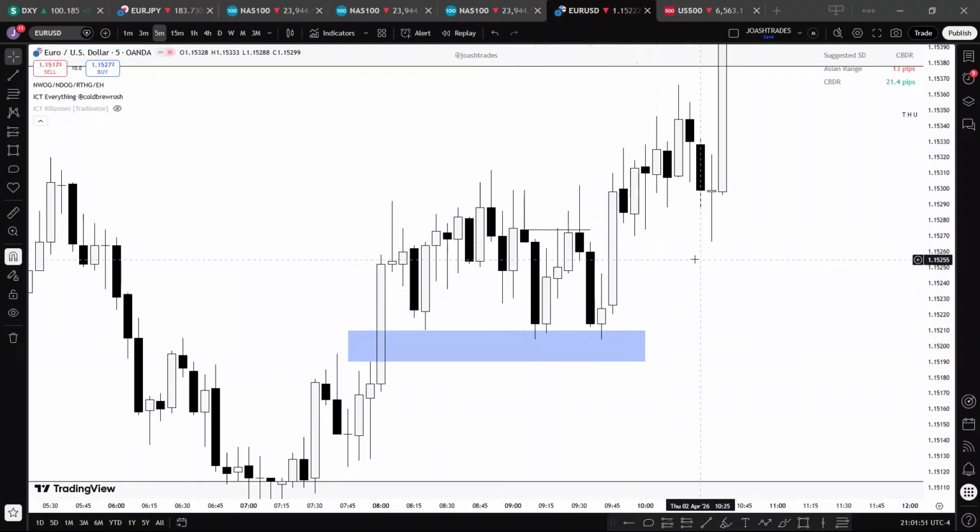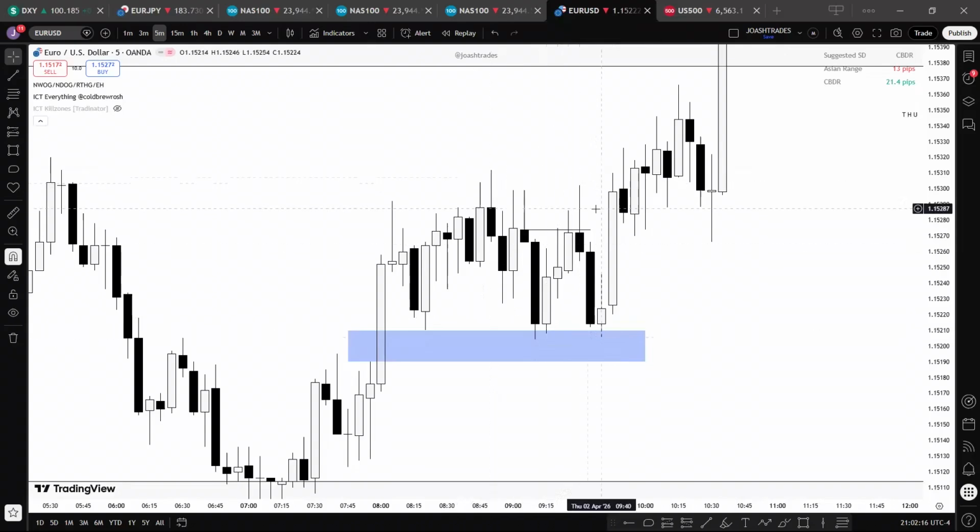So what is change in state of delivery? Change in state of delivery is when price changes from bearish to bullish or from bullish to bearish. And how can you note that with candles? Now you can see price created these consecutive down close candles. All right, so this is what we call the ICT bullish order block. Now, once price closes above the open, we have what? A change in state of delivery from bearish to bullish.